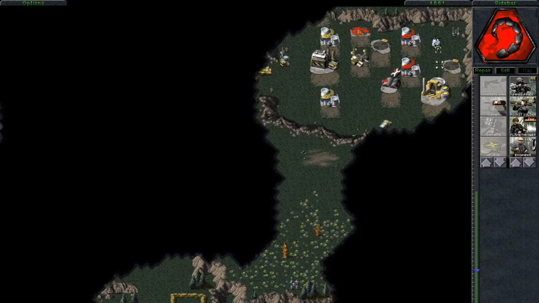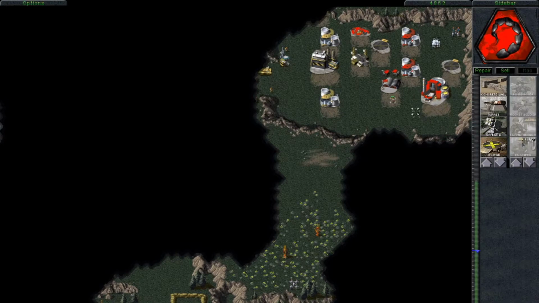GDI's priorities for the ion cannon are always base defenses if you have any.